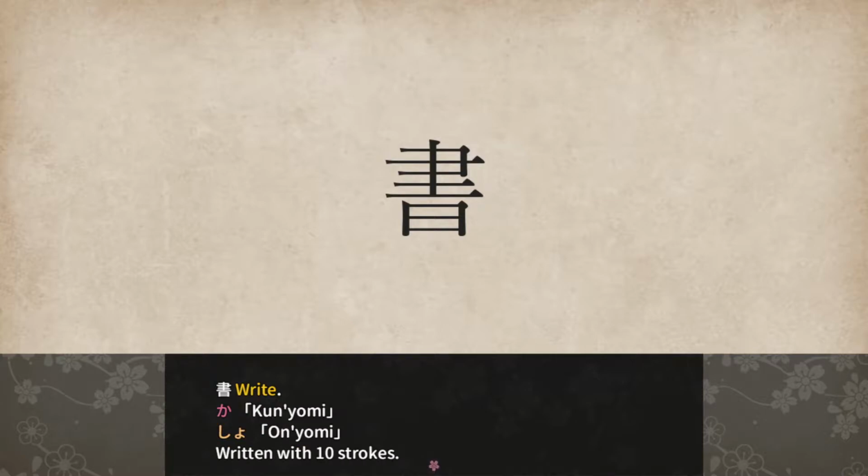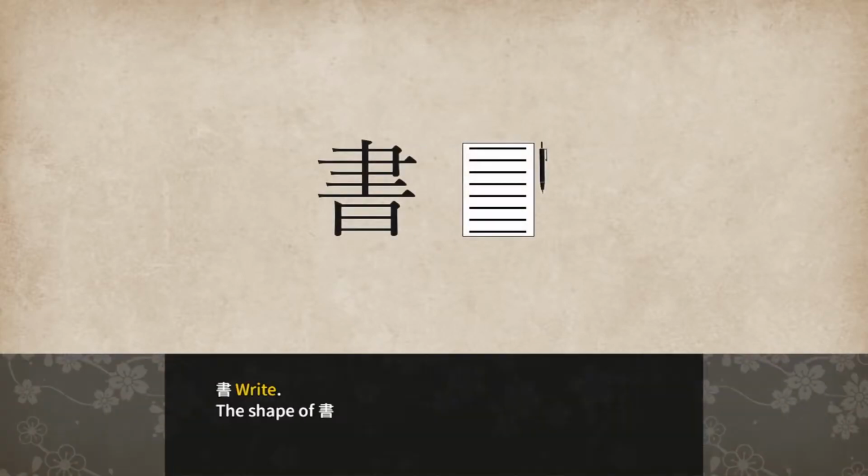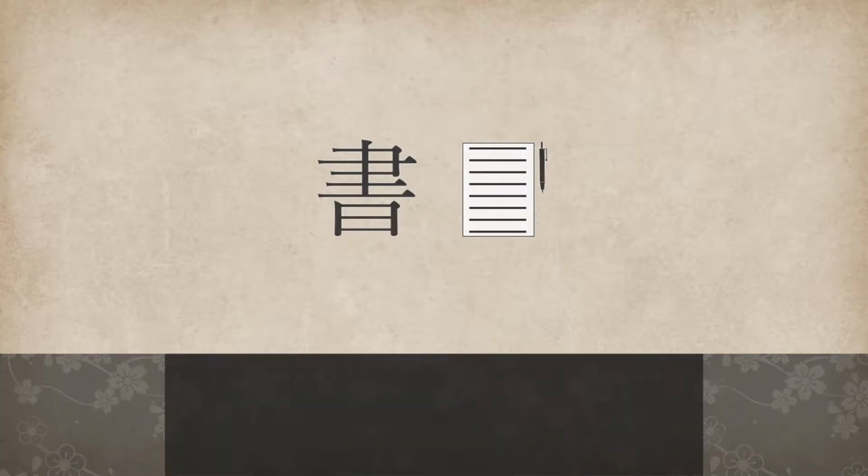White. Ka for Kun'yomi and Sho for On'yomi, written with 10 strokes. The shape of Ka looks just like lined paper that you can write on.